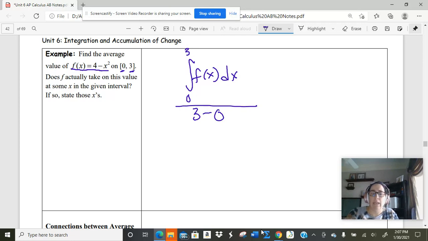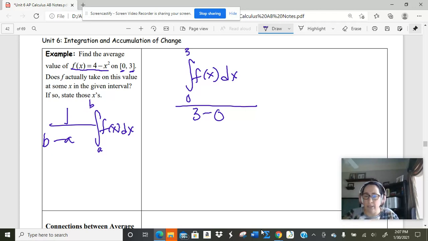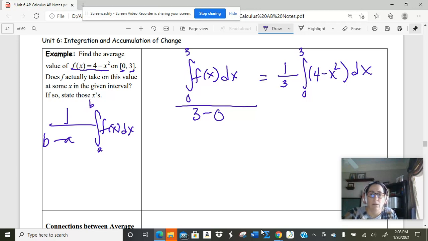okay? So the average value basically is 1 over b minus a times the integral of f of x dx from a to b. You can either think of it as all divided by b minus a, or you could pull it out in front. So that would be that 1/3 out in front, times the integral from 0 to 3 of 4 minus x squared dx. So I can take that 1/3, leave it out, take the antiderivative, and evaluate from 0 to 3.